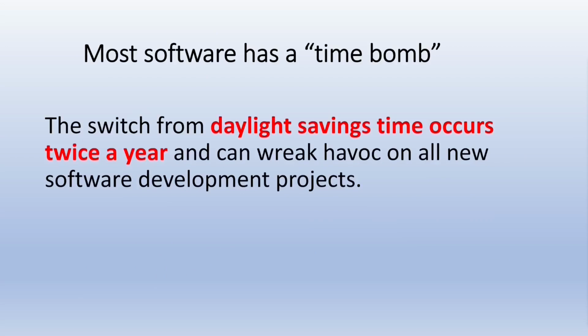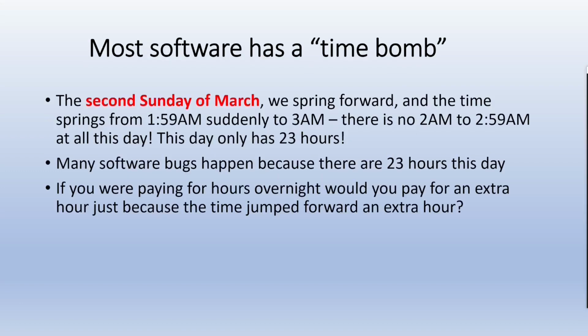Most software has a time bomb. The switch from daylight savings time occurs twice a year and can wreak havoc on all new software development projects. The second Sunday of March, we spring forward, and the time springs from 1:59 a.m. suddenly to 3 a.m. There is no 2 a.m. to 2:59 a.m. at all this day. This day only has 23 hours. Many software bugs happen because there are only 23 hours this day. If you were paying for hours overnight, would you pay for an extra hour just because the time jumped forward an hour?